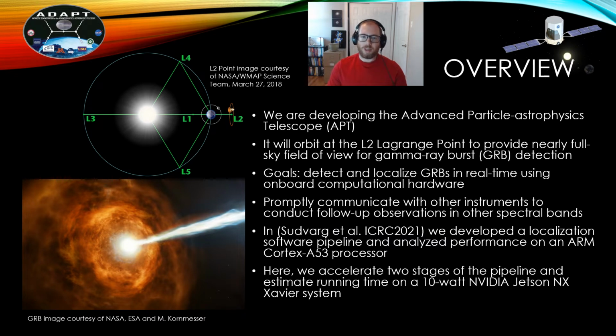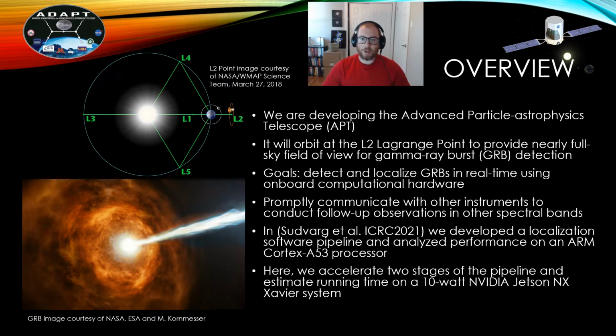We're developing the Advanced Particle-astrophysics Telescope, which is going to look something like this. The telescope is going to be an orbiting platform that will orbit at the L2 Lagrange point, which is on the opposite side of the Earth from the Sun, and it's sufficiently far away from the Earth that the telescope should have a nearly full sky field of view for detecting gamma-ray bursts. Now, the goals of APT are to detect and localize GRBs in real time using onboard computational hardware.